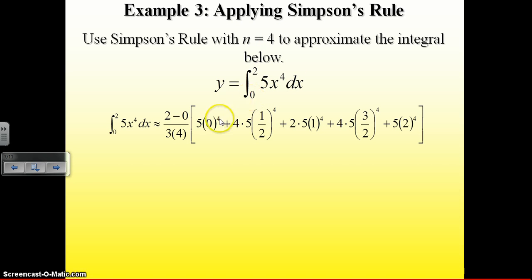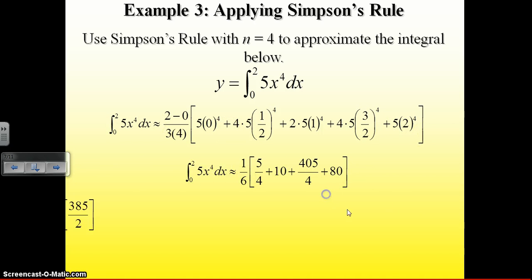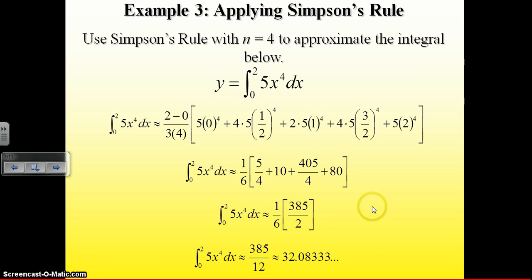So if you start at 0 and jump up by 1/2, you go to 1/2. Jump up again, you go to 1. Again to 3/2, and then again to 2. And from this point on, you can just multiply all that out and work it out. We do end up with 385 over 2 on the inside. On the outside is 1/6. So we have 385 over 12, which is about 32.083 degrees.